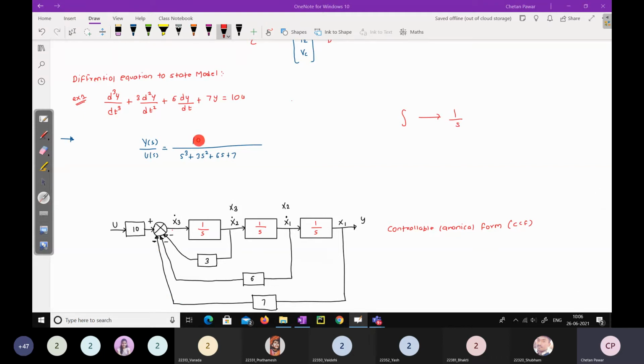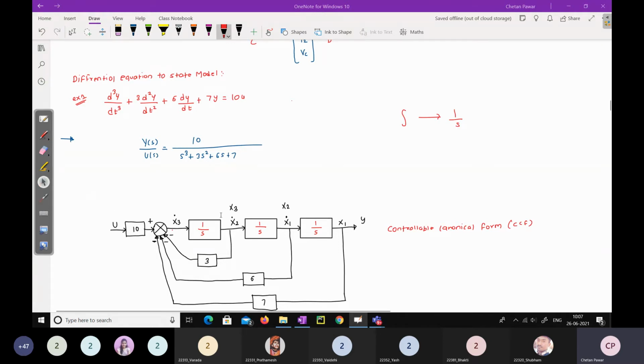Now here on the numerator side, in controllable canonical form, the numerator will give the input matrix, so 10 will be the input matrix. This particular block has the gain 10, which represents the input matrix. So 10 will be the input here. Like this way, from the transfer function, you can draw the block diagram in controllable canonical form. So this is a controllable canonical form.